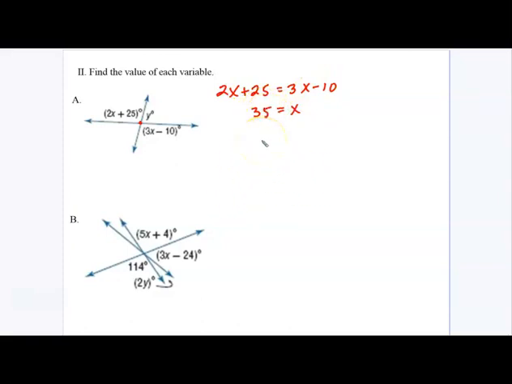X is 35. And now I'm going to use the principle that these two angles are supplementary so that I can find out what y is. So I can replace x here with 35. Add that to y, and that should come up to 180 degrees, the definition of supplementary angles. So this is 70 plus 25 plus y. This is 95.